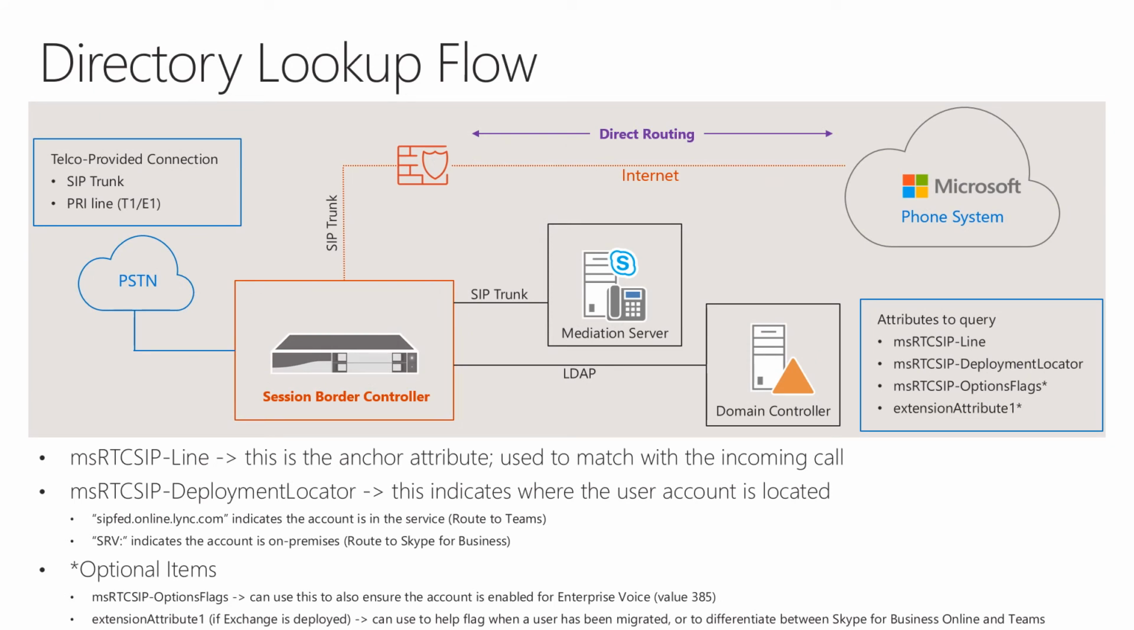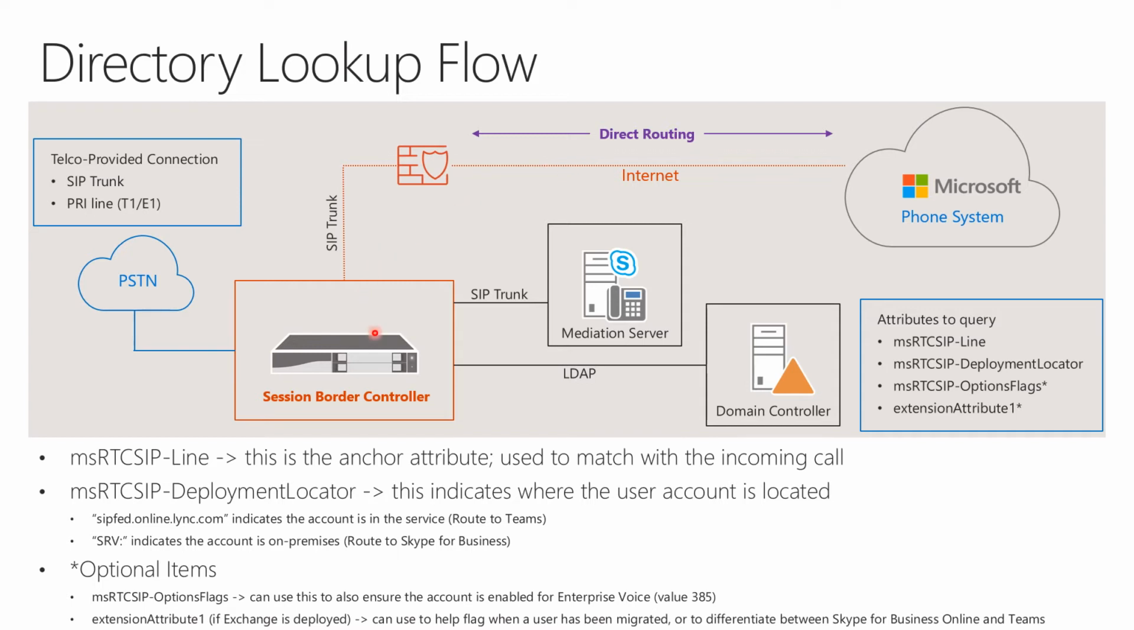So I wanted to bring you back to a visual of what the directory lookup flow would look like. In this particular example, again, like we've seen before, I start with my telco connection. I've got some kind of telco provided connection, whether it's a SIP trunk, PRI, what have you, right? That's coming in from my carrier and it hits my session border controller. Now, in this particular example, the session border controller is configured with a trunk to the Skype for Business world, and it's also configured with direct routing, as you can see here, right?